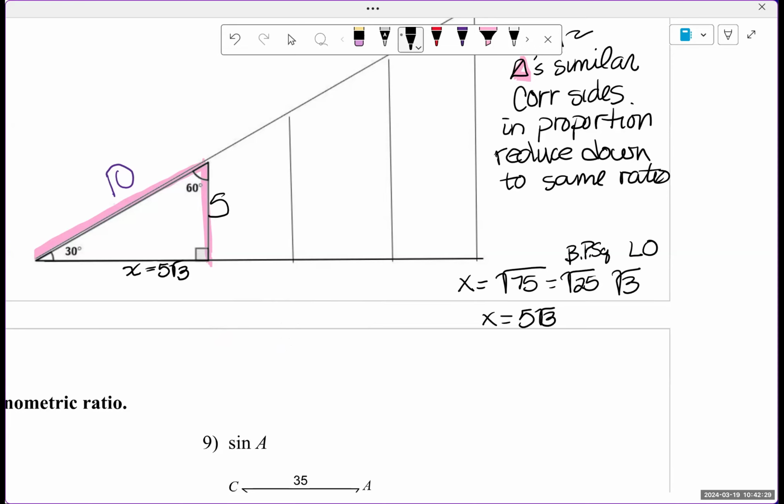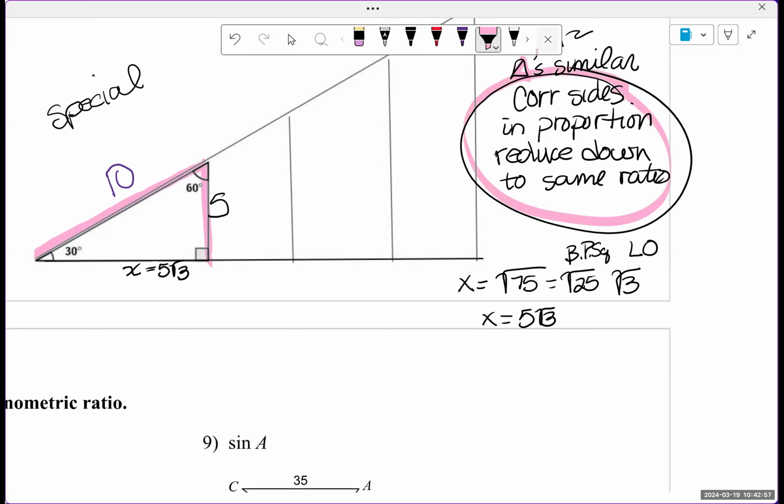Okay, so 30-60-90 is known as a special right triangle. And it all comes from the fact that we took an equilateral triangle and cut it in half. And that's going to help you remember the formula. Okay, so now if triangles are similar, corresponding sides are in proportion.